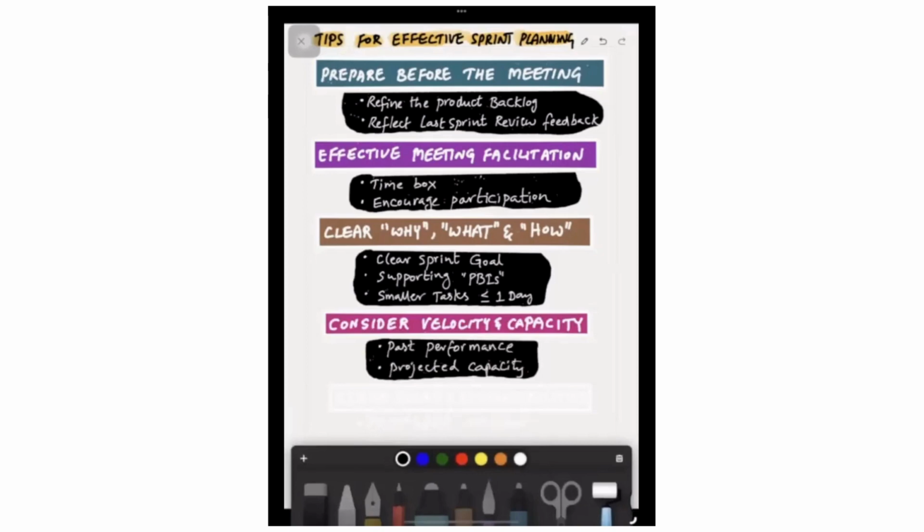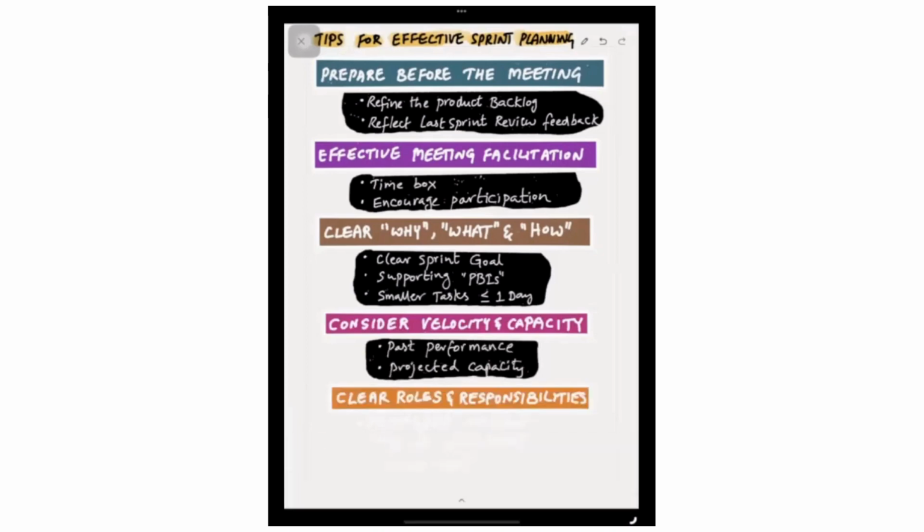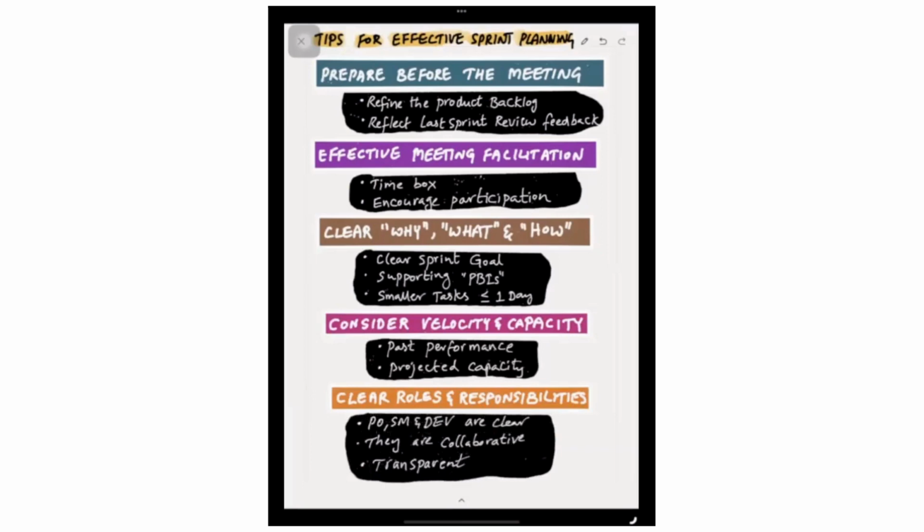And the last tip is clear roles and responsibilities. Here, everybody should understand what their role is. Product owner, Scrum Master, developers, each one is clear. If not, as a Scrum Master, you will teach them briefly before starting the sprint planning.